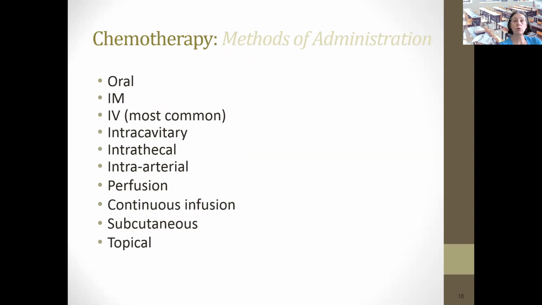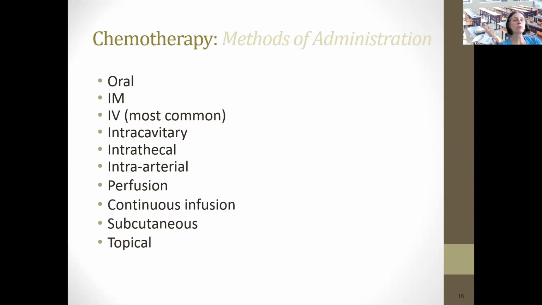Chemotherapy can be given orally, through tablets, capsules, or liquids. Intramuscularly is least common; intravenously is most common. Intracavitary means we can directly administer it to a body cavity, like a bladder or a uterus. Intrathecally means we're administering it straight into the spinal CSF, the cerebral spinal fluid, in the intrathecal space, like where we gave spinal anesthesia or other spinal medications.